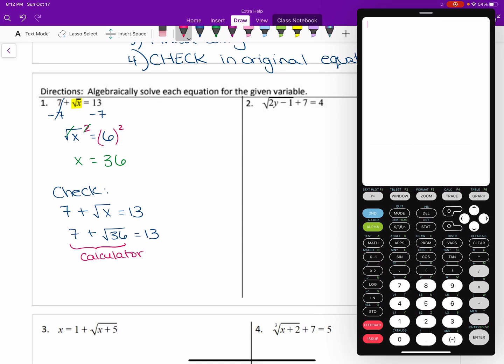So I'm going to plug into my calculator 7 plus radical, second x squared, 36. Hit enter. It tells me 13, so that is now my left side. I had 13 on the right side. They are in fact equal, so my final answer is in fact going to be the 36.